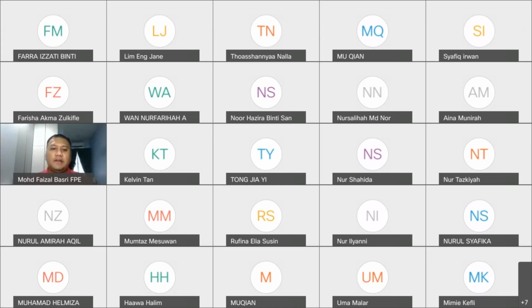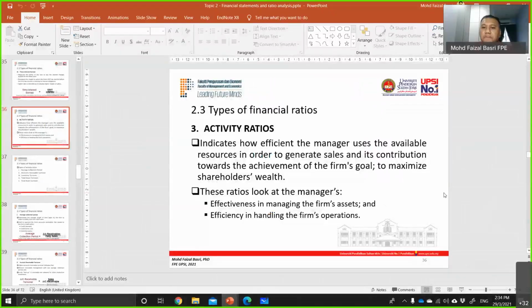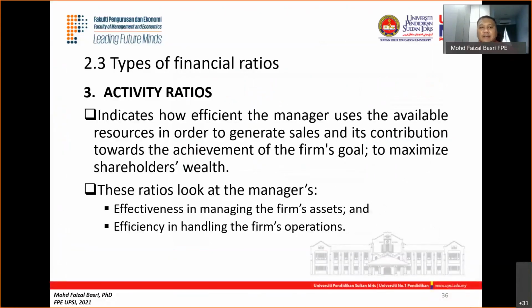So for today, I'll try to finish what we left last week, which is the topic of financial ratios. Last week, if you remember, we stopped at the second category of financial ratios. So we recap a bit. We have 5 categories, as I mentioned last week.